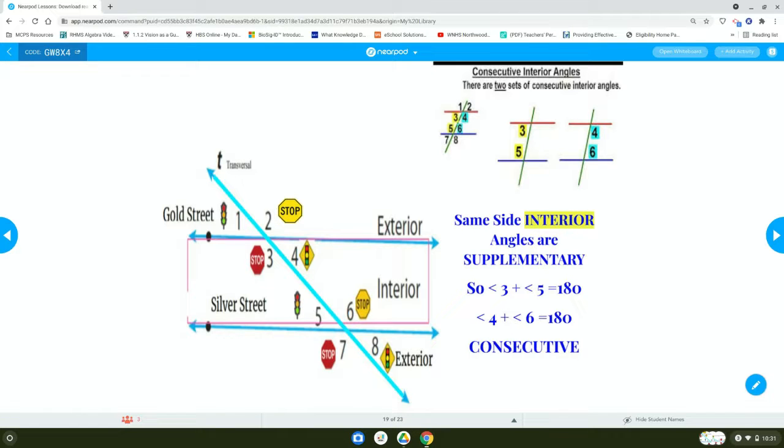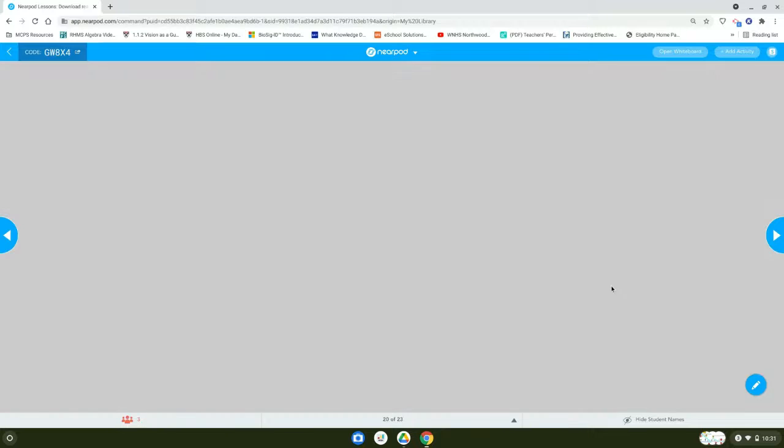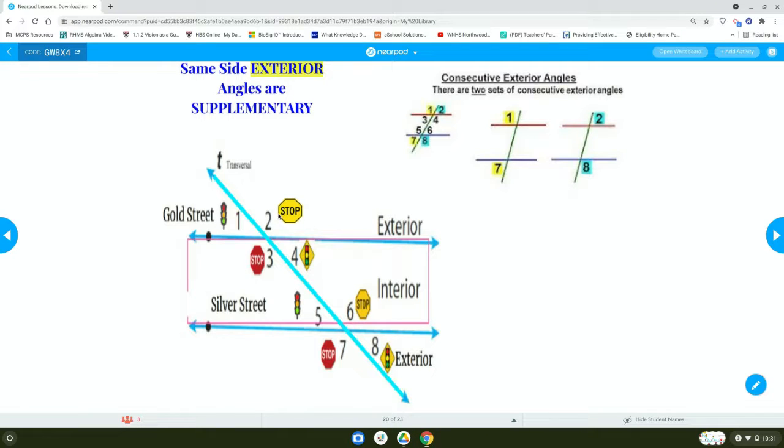We also have same side on the exterior. Remember, they're supplementary. Angle 3 plus angle 5 adds up to 180. Angle 4 and angle 6 adds up to 180. They are consecutive, same side. Same will happen when you get to the exterior. On the exterior, angle 2 and angle 8 are on the same side on the outside, but they are not congruent. On the same side, 1 and 7 on the same side on the outside exterior, but they are not congruent. They just add up to 180 degrees, supplementary.